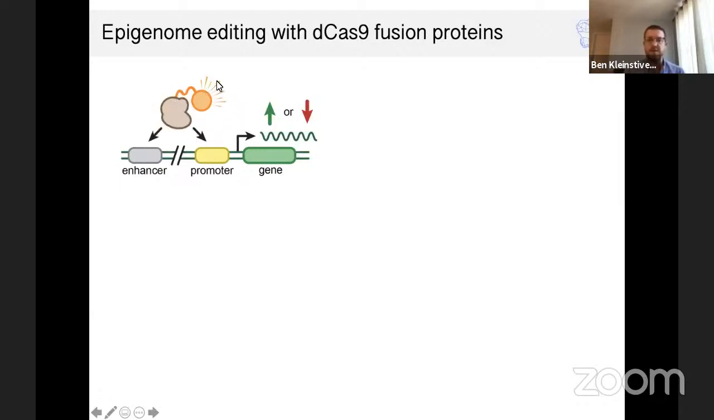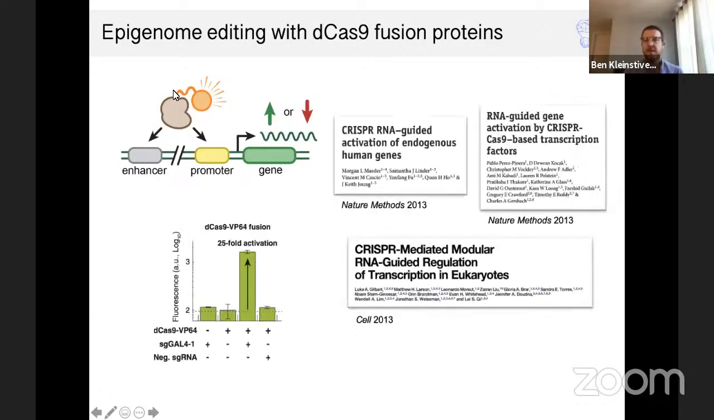To that, you can fuse different effectors. Here, this is depicting a gene activation molecule, whereby using a guide RNA that targets this dead Cas9 activator to the promoter of a gene, you can upregulate transcription several fold. So this is a very early paper from the Cell paper back in 2013, where with a pretty unoptimized system, they were able to achieve 25-fold increases in transcription of this gene by targeting a dCas9 VP64 activator fusion to the promoter of this gene.